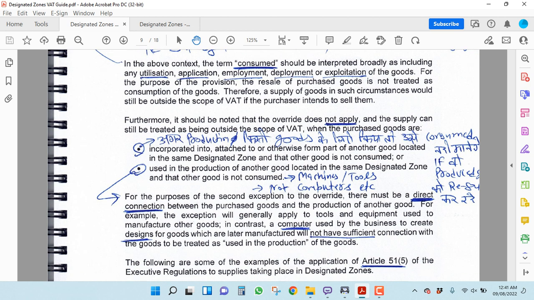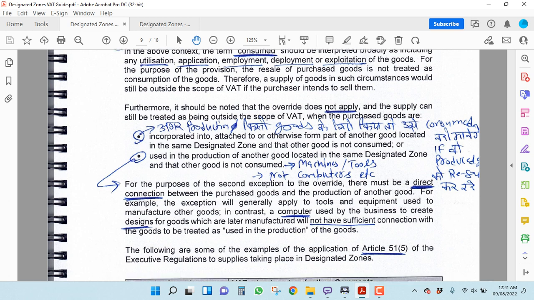Furthermore, it should be noted that the override does not apply and supply can still be treated as being outside the scope of VAT when the purchased goods are incorporated into, attached to, or otherwise form part of another goods located in the same DZ, and that other goods is not consumed.